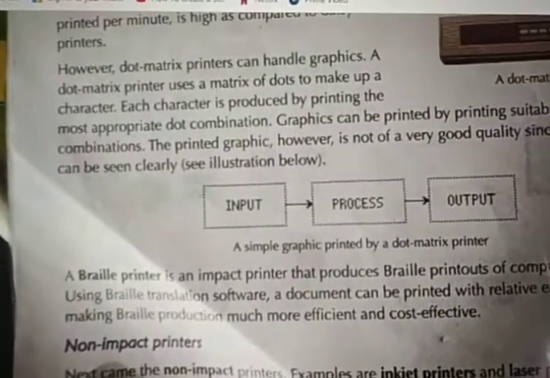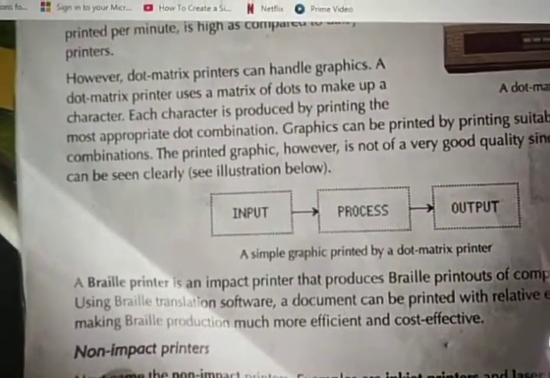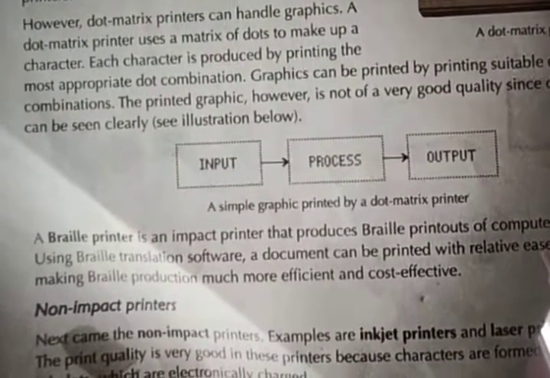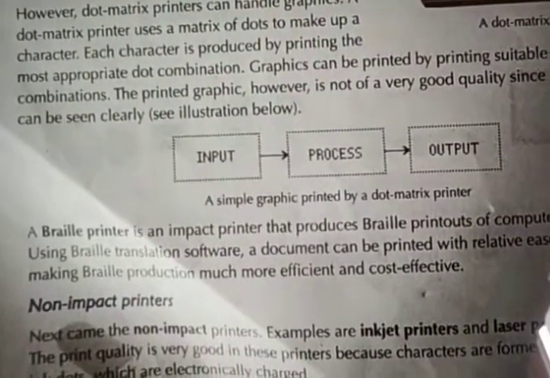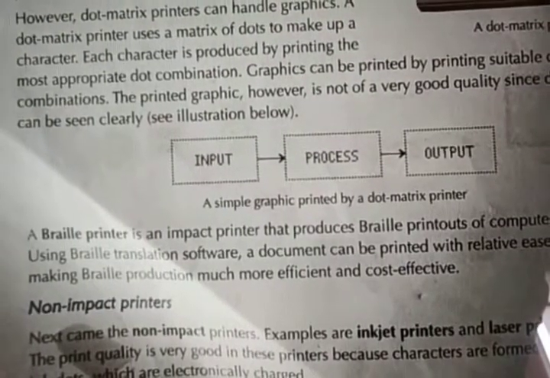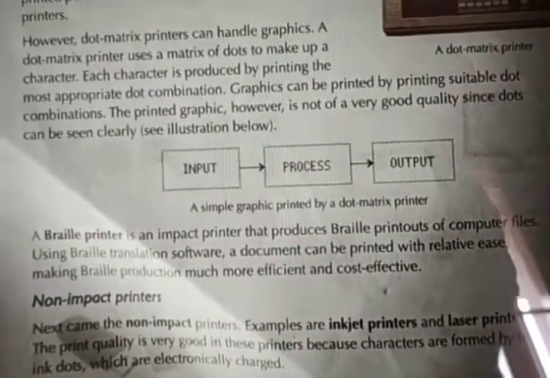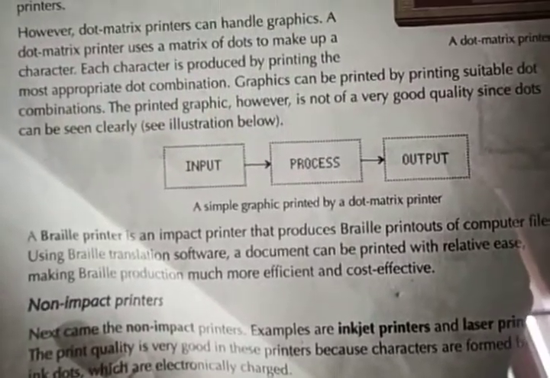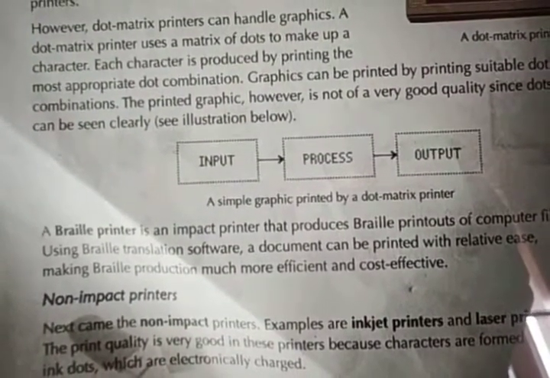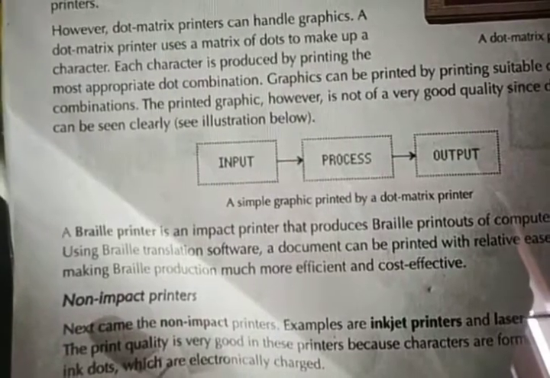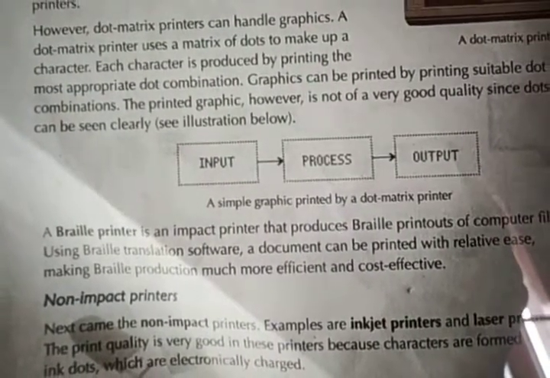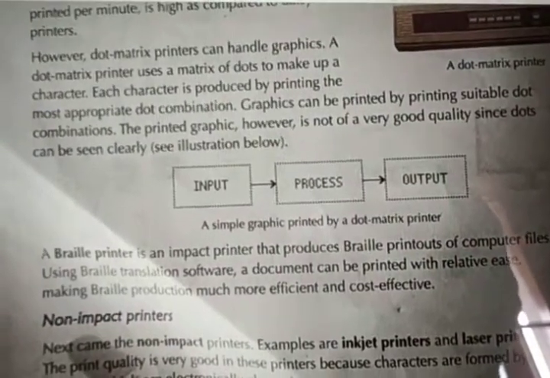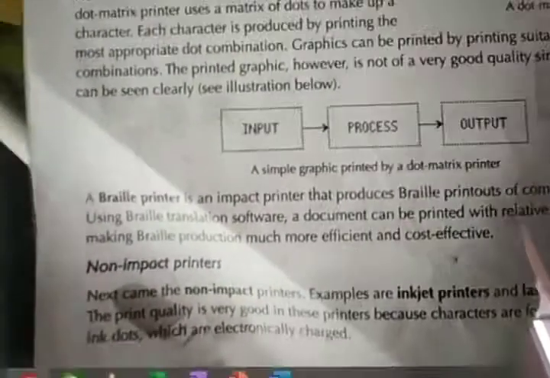In a braille printer, the given data is converted into braille using braille translation software on a computer. Using that, they convert it into braille data. Then this braille data is printed on a paper. That's all. This is the explanation of impact printers.